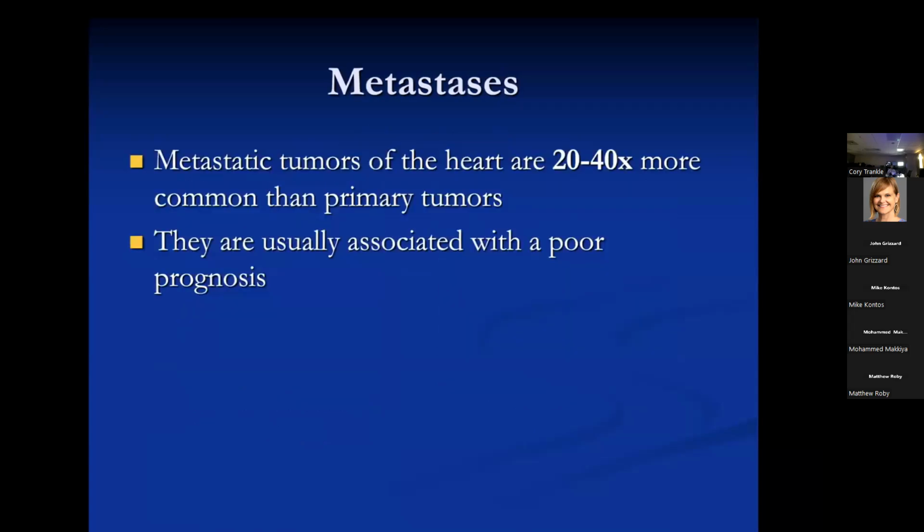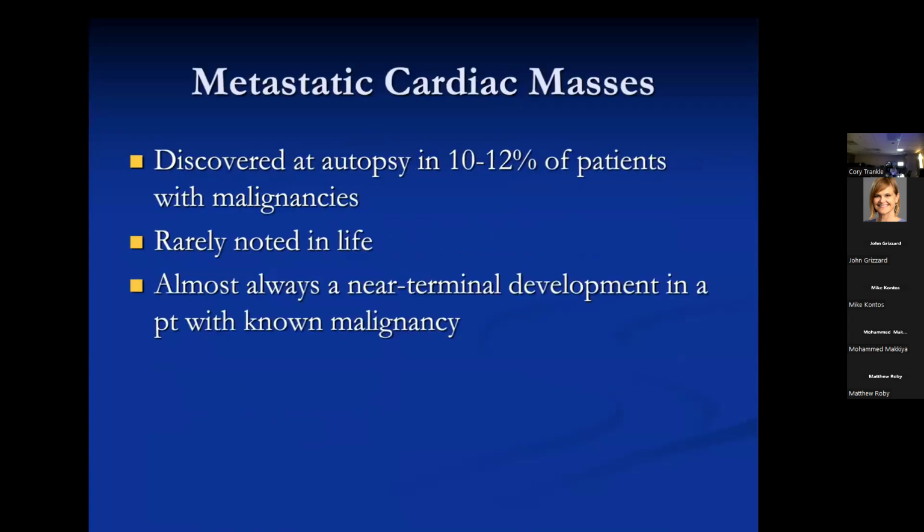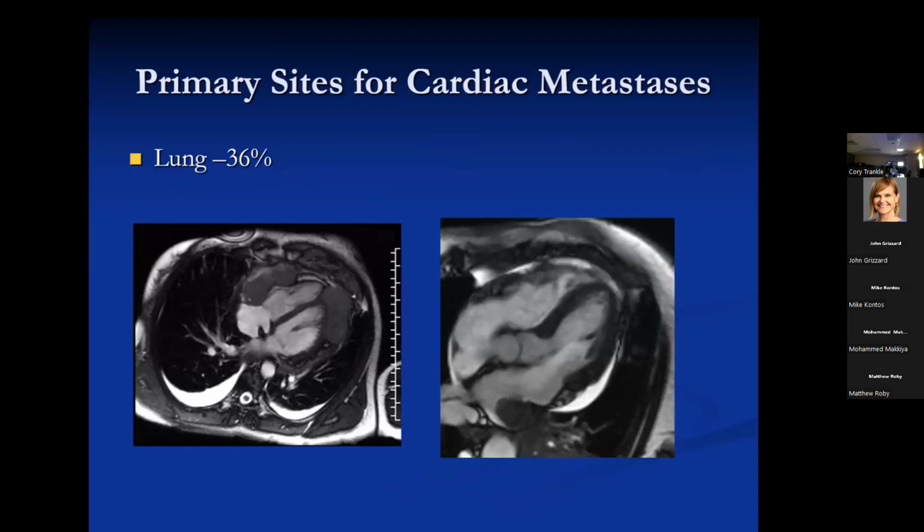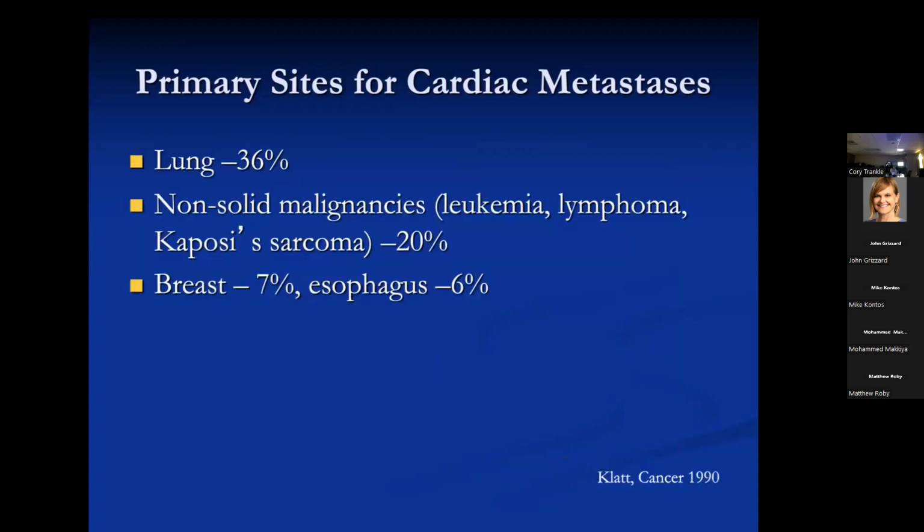So this is going to turn out to be a metastatic lesion, which are 20 to 40 times more common than primary tumors, and obviously are associated with a poor prognosis. Often are terminal developments in people who are known to have metastatic malignancy. If you go to all autopsies of cancer patients, 10 to 12% will have cardiac involvement. But if it is recognized in life, it's almost always a near terminal event. So the lung is the most common primary site. After that, leukemia, lymphoma, or non-solid malignancies make up the next biggest group, and then breast and esophagus.